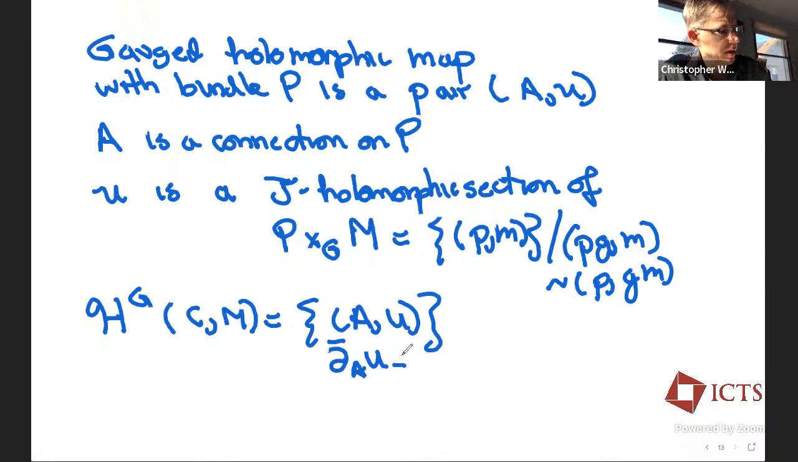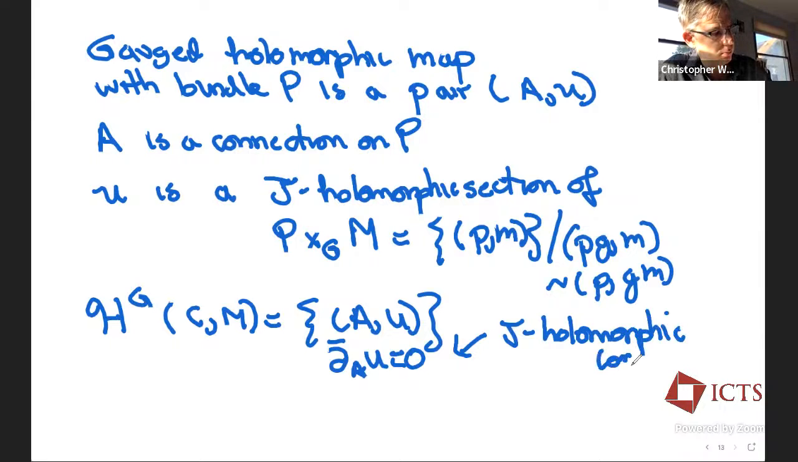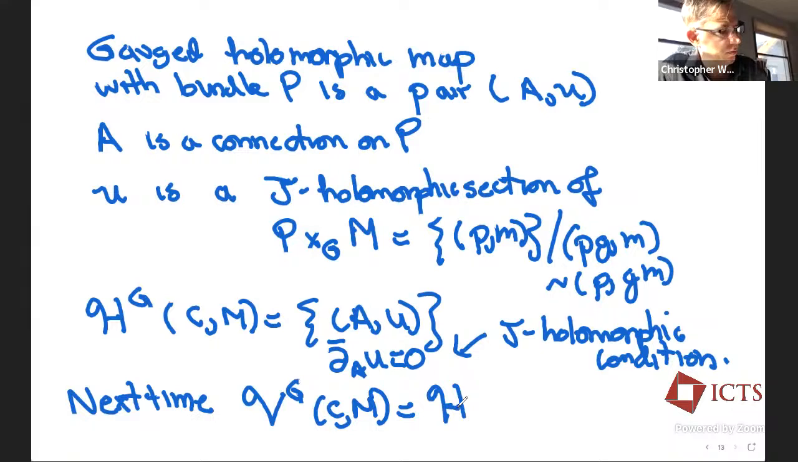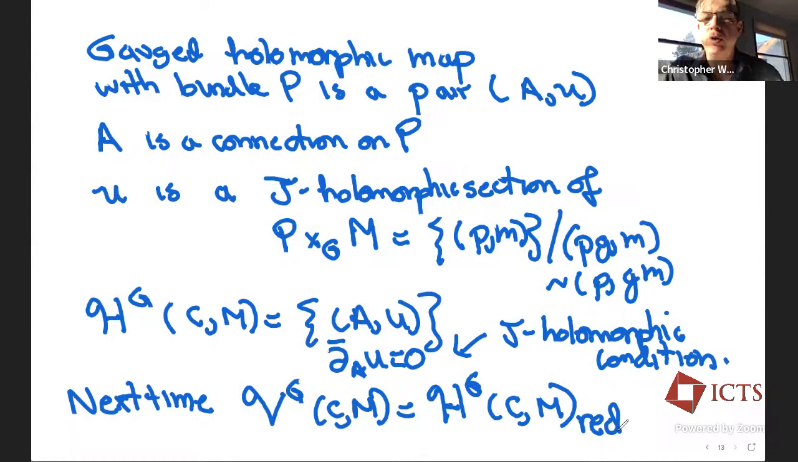So this condition that it's J holomorphic, I'll write like this. Next time I'll talk about the moduli space of vortices, which is the reduced space obtained from the space of gauged holomorphic maps, and then I want to use that to define the quantum Kirwan map. So I took 3 months. I'll stop there.